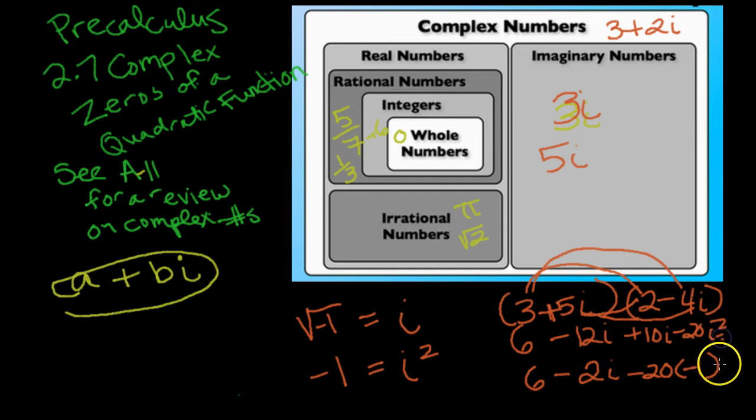Simplifying this, I should carry my equal signs, we get 6 plus 20, so that's 26. So we end up with a real part to our complex number minus the imaginary part. So 26 minus 2i is our final solution. So those are just some operations with complex numbers.